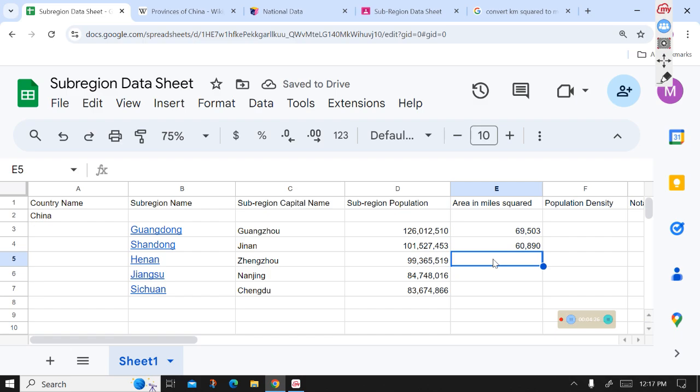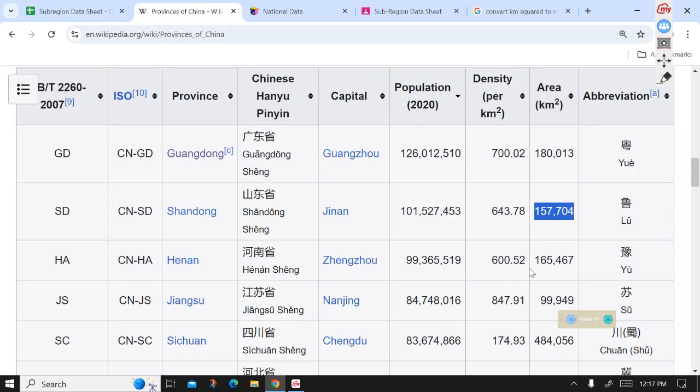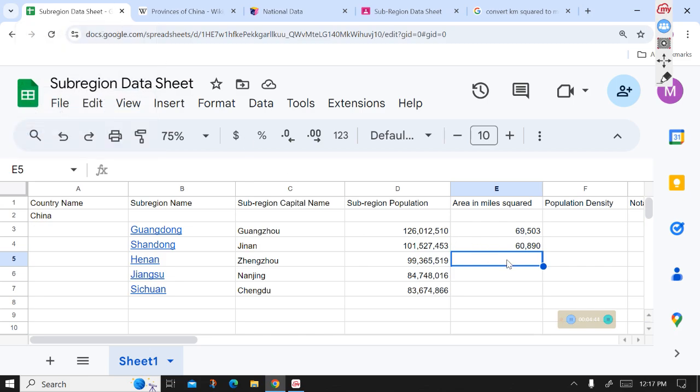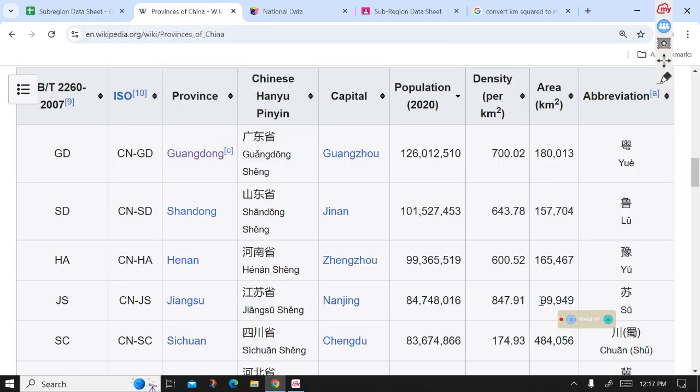Okay, now into this cell E5, what I'm going to put into the cell E5 is the area of Henan province. So I look at Henan province and we see, okay, that's 165, but it's in kilometers squared. So I'll turn that into miles, and we get this number of 63,000. Okay, and we're going to go put that there. Okay, now we'll look at the next one. We're going to look at Jiangsu province.